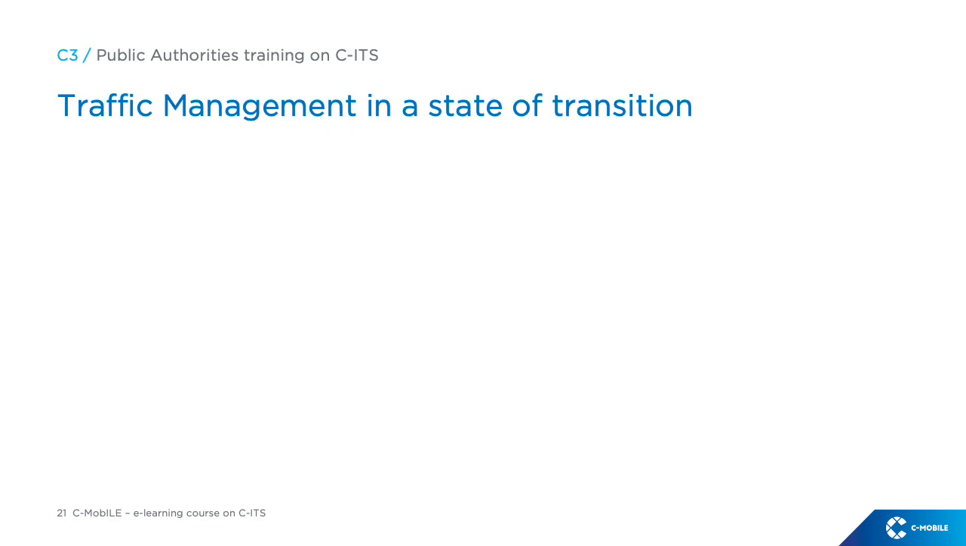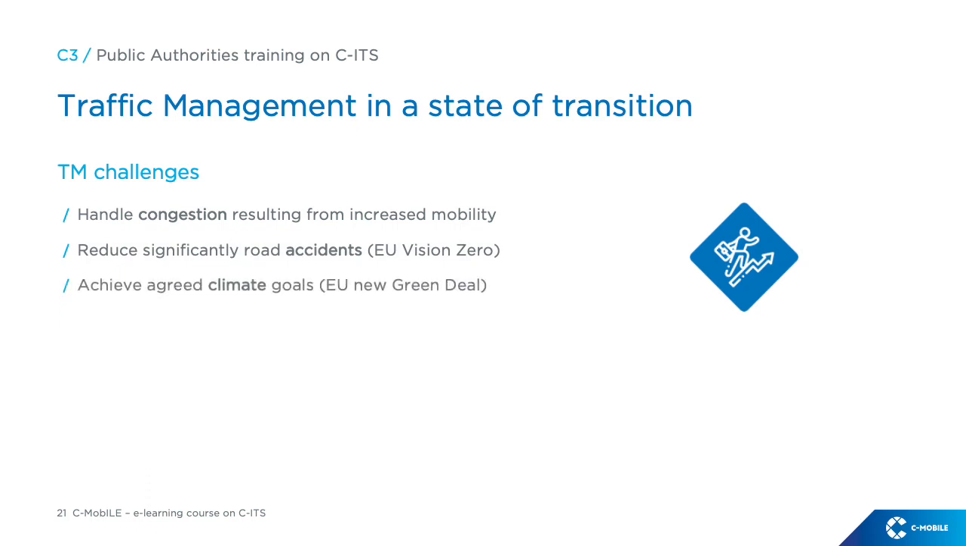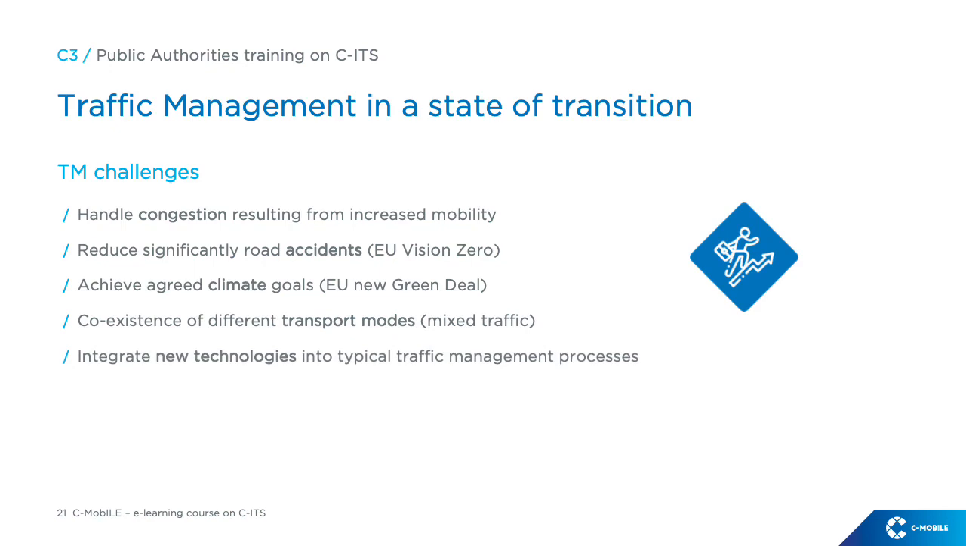Nowadays, traffic management is considered to be in a state of transition because there are many challenges to be addressed to keep up with new mobility trends and fulfill multiple policy goals. Among others, current challenges include handling congestion triggered by increased mobility, reducing significantly road accidents, according to the EU Vision Zero policy on road safety, achieving agreed goals on sustainability, environment, and climate, as defined in the new EU Green Deal strategy, managing mixed traffic, and integrating new technologies into typical traffic management processes.